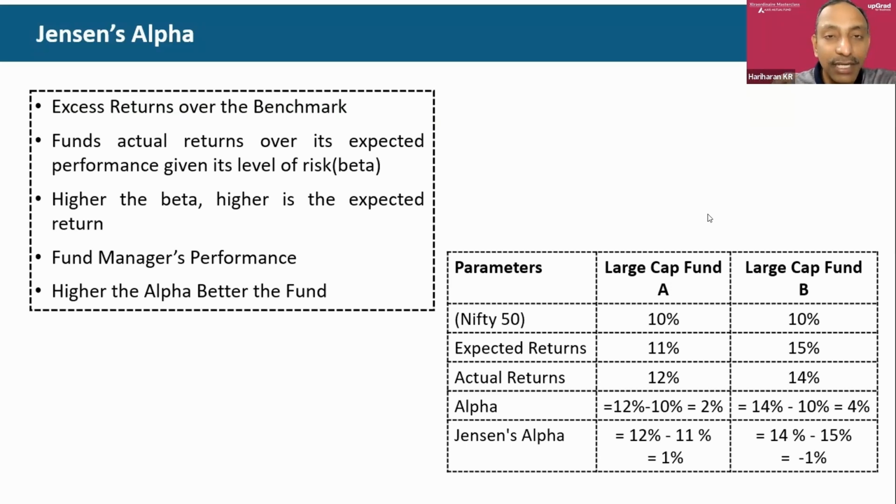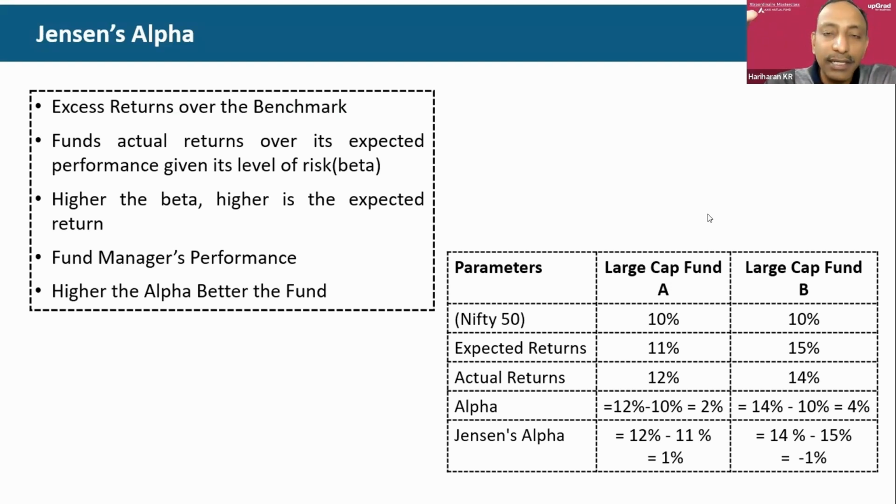I'm going to share something very interesting, which is Jensen's Alpha. Now, what Jensen's Alpha says is that every fund takes a risk, and for the risk that it takes, there is an expected return from the fund. Compared to that expected return, what has been the actual return? Then you subtract that and figure out what Jensen's Alpha is. So now you look at A. Let's say fund A has an expected return of 11%. Fund B has an expected return of 15%. Why has it got a higher expected return? Because that fund manager has taken higher risk.